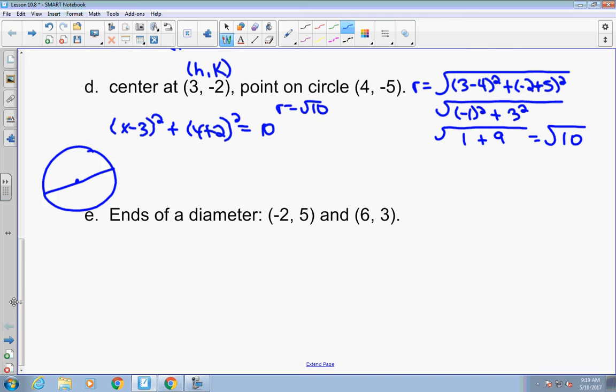Now, in my first class, I found the diameter first and then I divided by 2. But what if I found the midpoint first and then I used the midpoint and one of the other points, and that would give me the radius, then I wouldn't have to divide by 2. You really could do it either way, right? So let's go ahead and find the midpoint first.